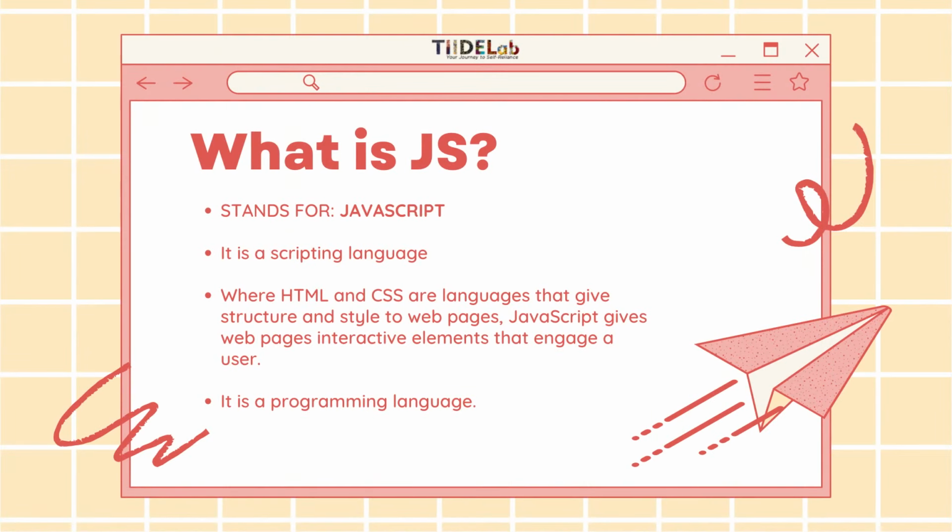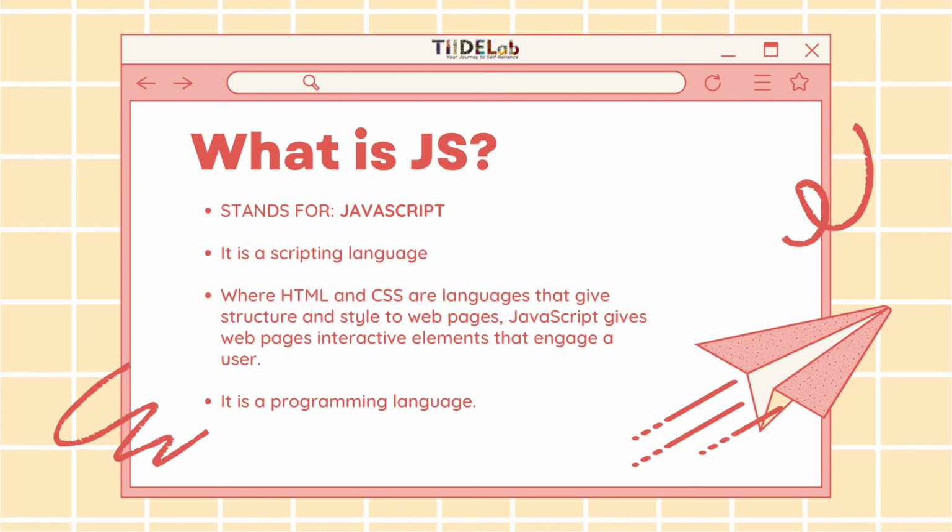So JS or JavaScript, they mean the same thing. So you might be seeing me or hearing me saying JS or JavaScript in the coming videos. So just have it in mind that the two words mean the same thing. JavaScript is a scripting language that runs on the browser and it can also run on other environments with Node.js. Where HTML and CSS are languages that give structure and style to web pages, JavaScript gives web pages interactive elements that engage a user.